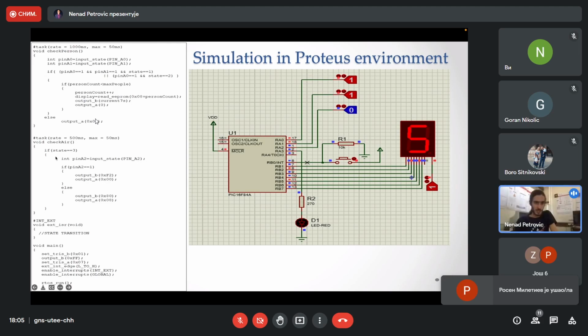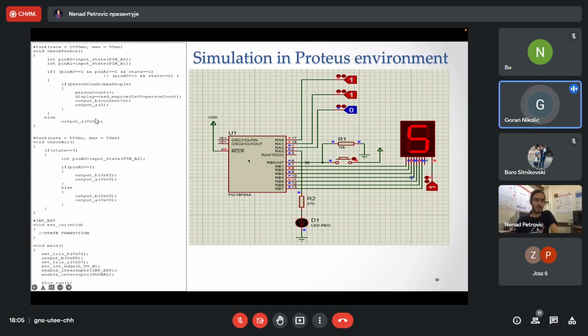And on the other side, this other RTOS function performs the air quality check, taking the value of input RA2. If it's 1, we'll show 1 here and no LED will be turned on. But otherwise, if air quality is convenient for COVID-19 to spread, it will turn the red LED on.